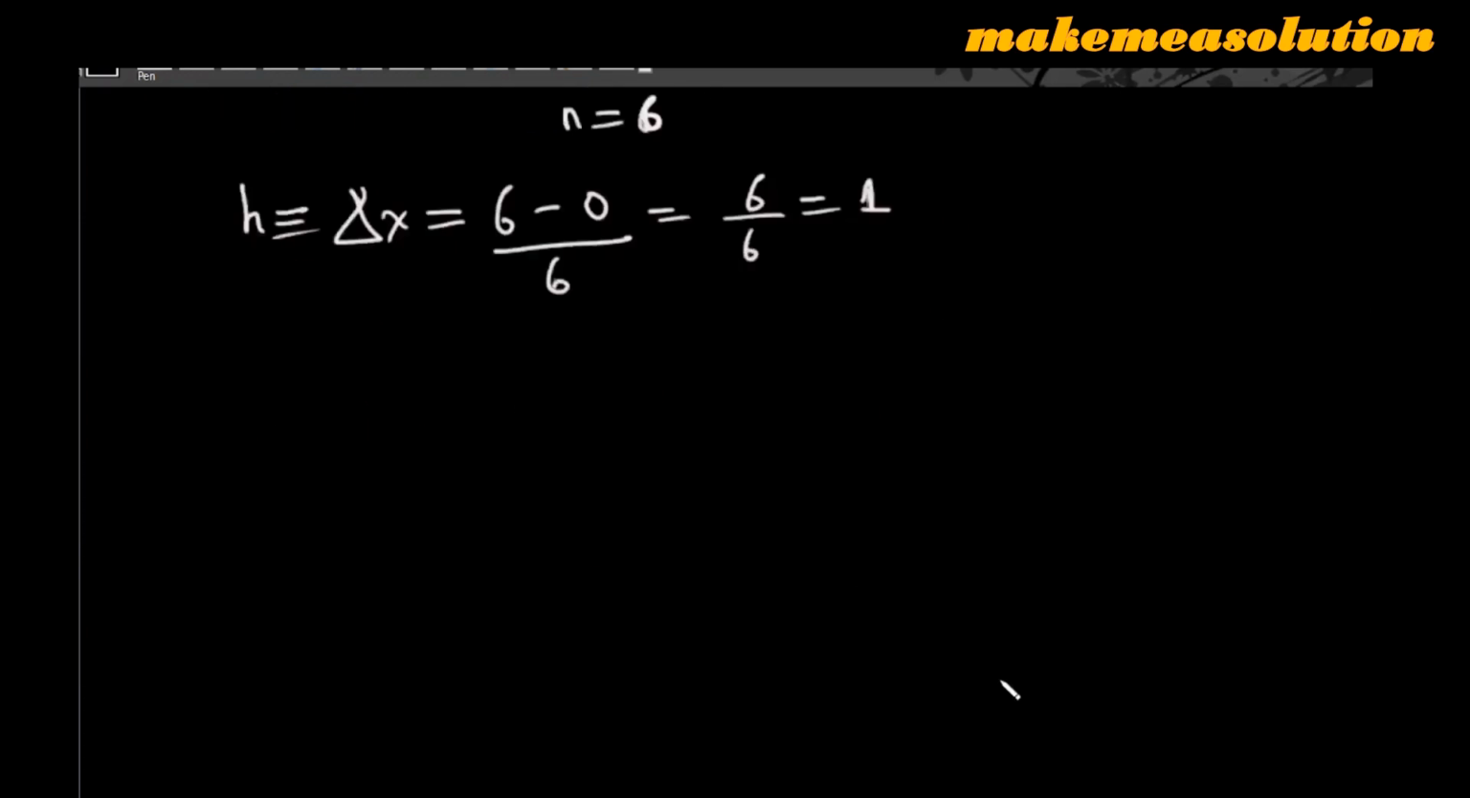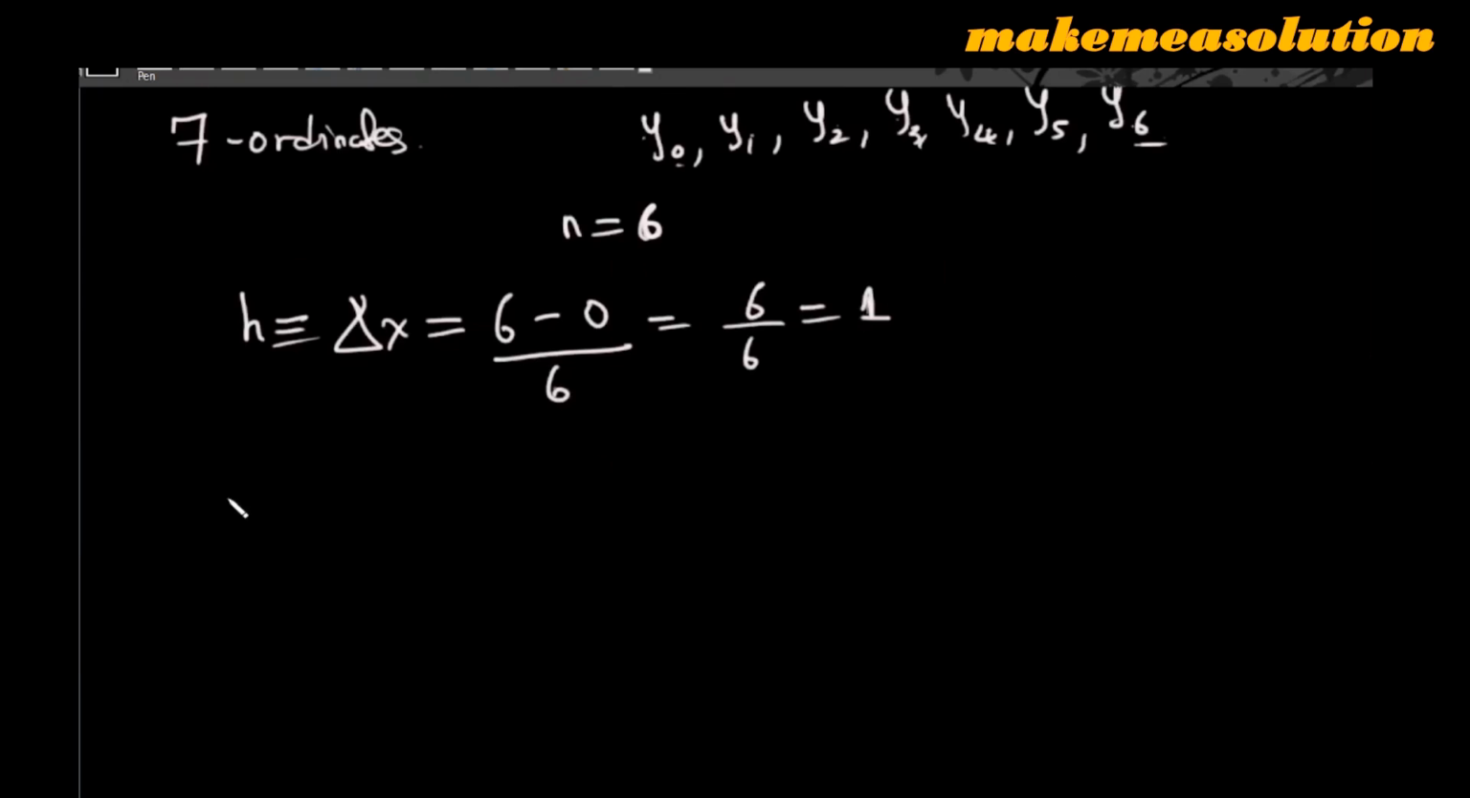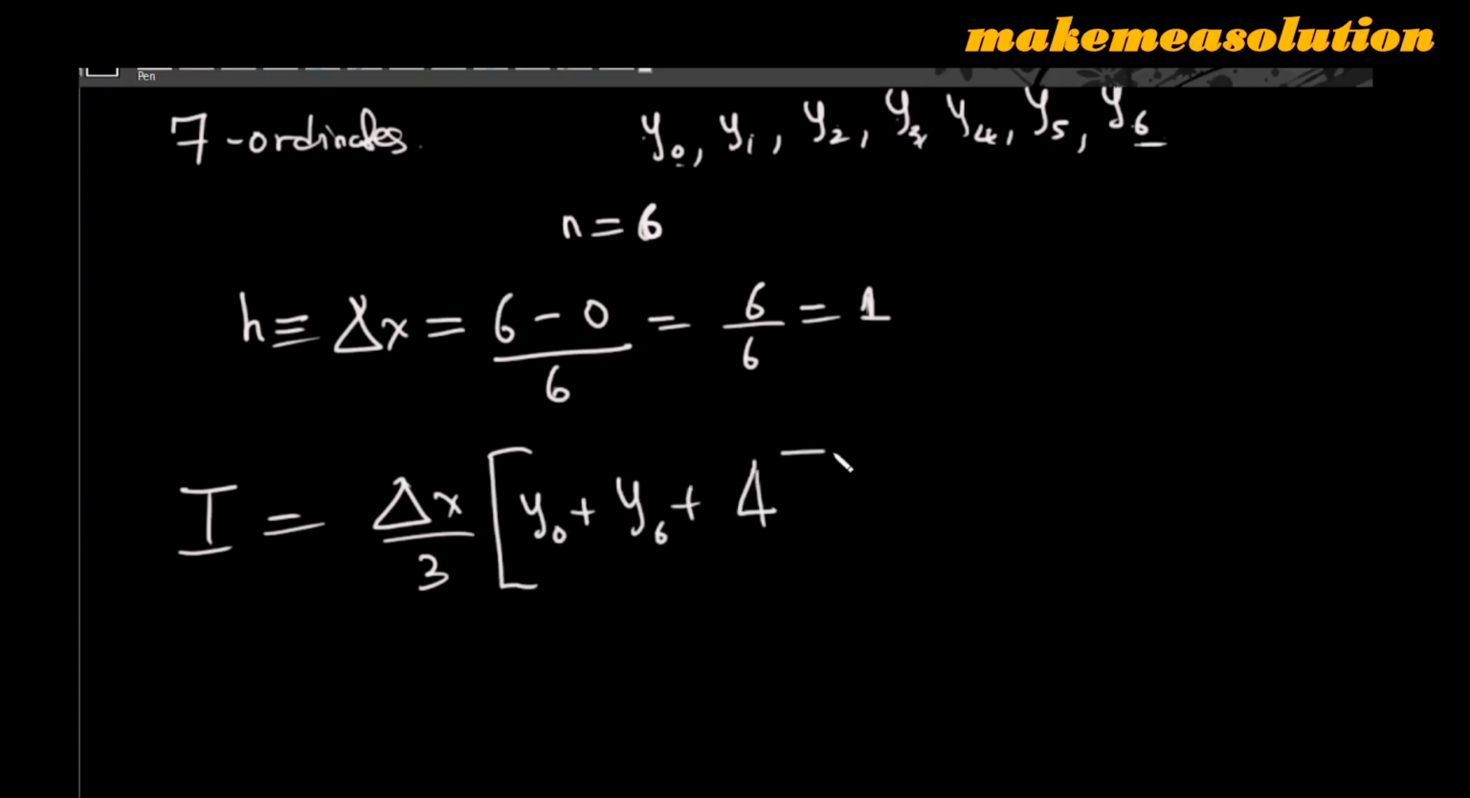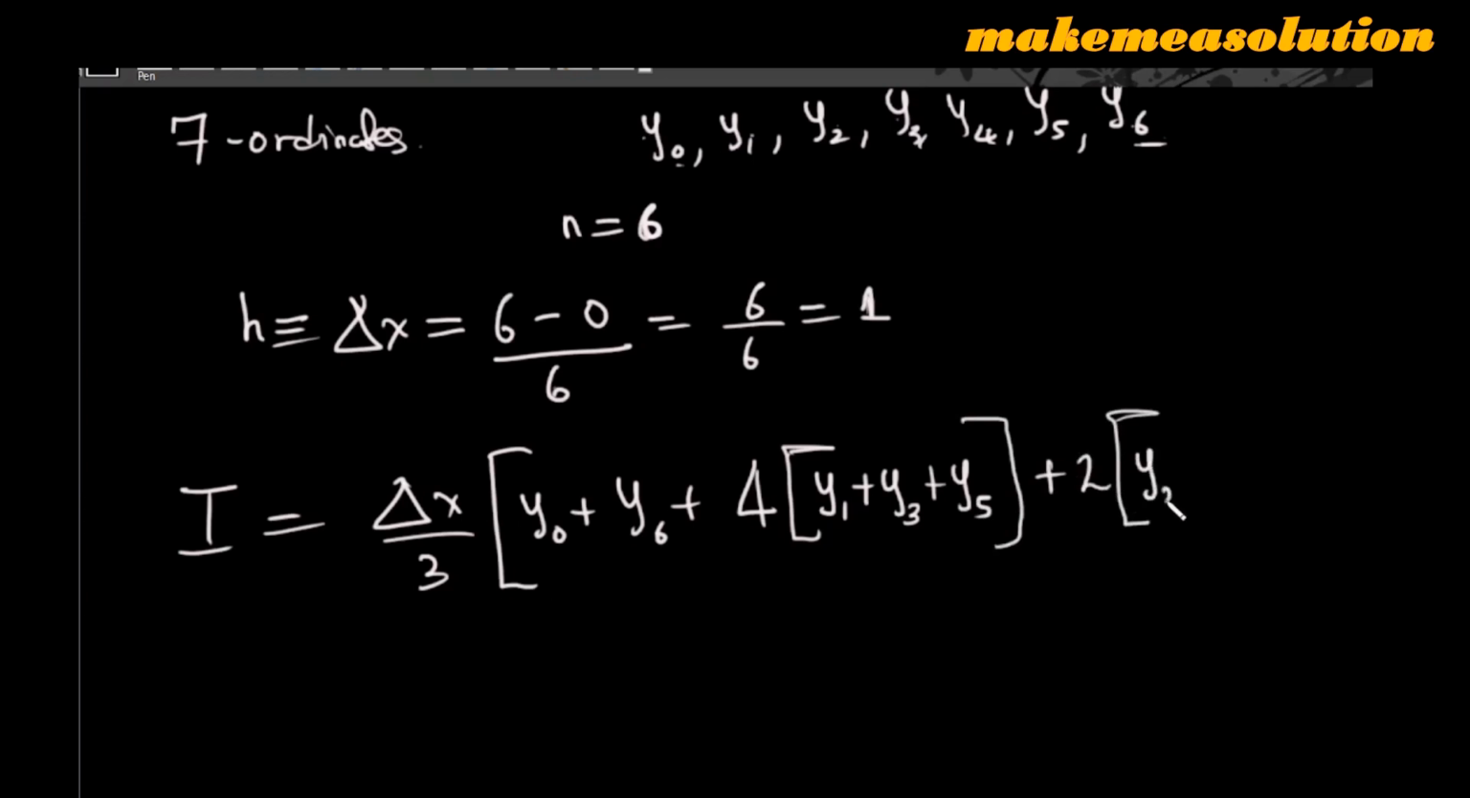Is that okay? So now that we've established this, we now have to find our I as delta x over 3. That's the formula. Into the bracket goes the first value y0 plus the last value y6. Then we're going to multiply 4 by all the odd values, which is y1 plus y3 plus y5. Then we are going to multiply 2 by the sum of all even values, which is y2 plus y4, all even values in between. So this is Simpson's formula.